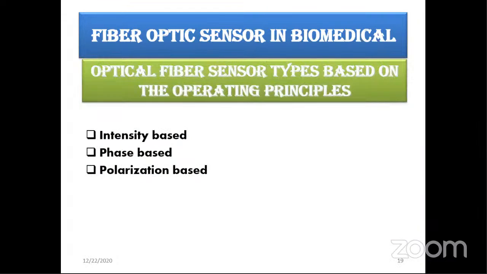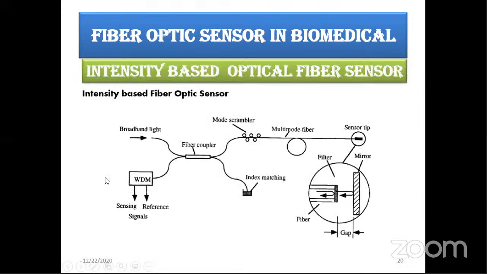And another one is based on the operating principle; intrinsic and extrinsic is based on the location, and the next type is based on the operating principles: intensity based, phase based, and polarization based. There are three types: intensity, phase, and polarization based optical fiber sensors.